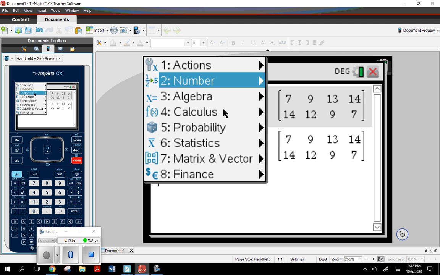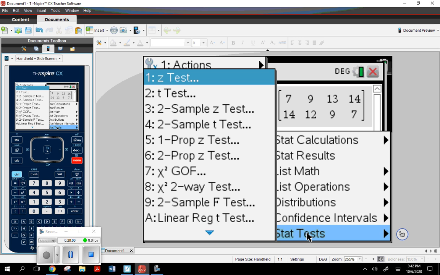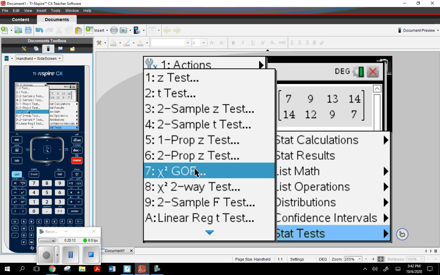We're going to go to statistics, stat tests, and you'll notice we want the chi-squared two-way test. This is the test for independence. Remember, two-way refers to a contingency table. We don't want GOF yet. That's goodness of fit. We're going to do that later.